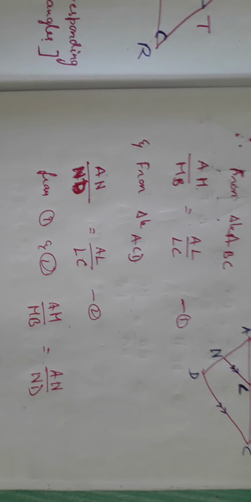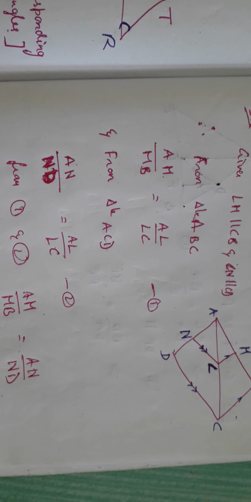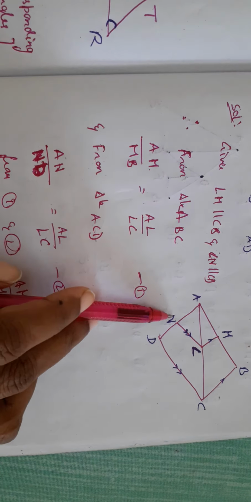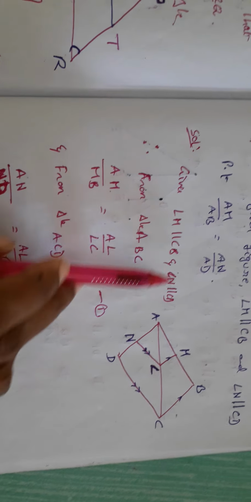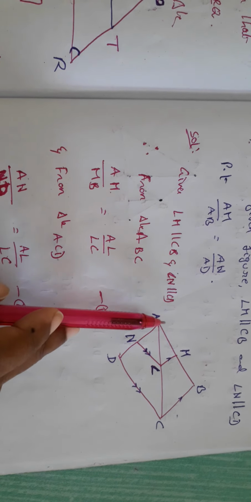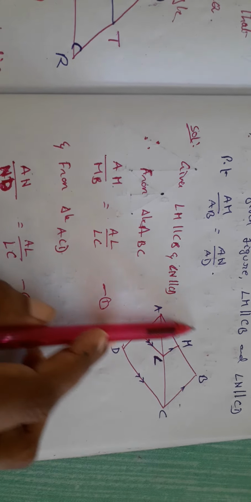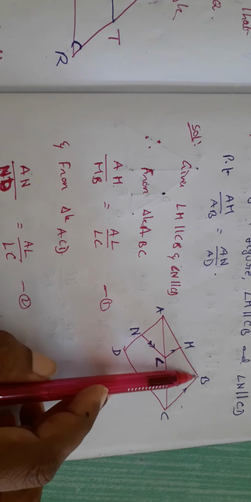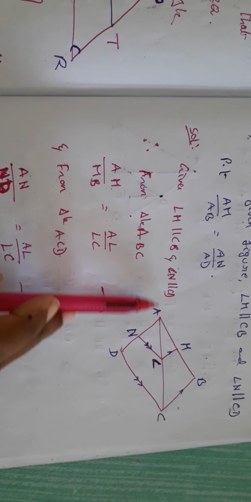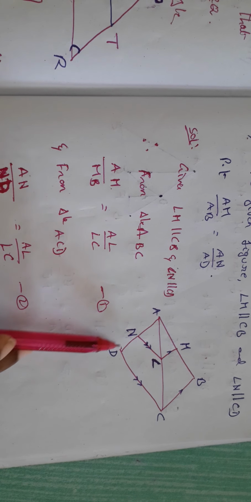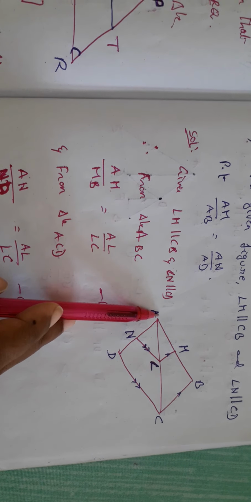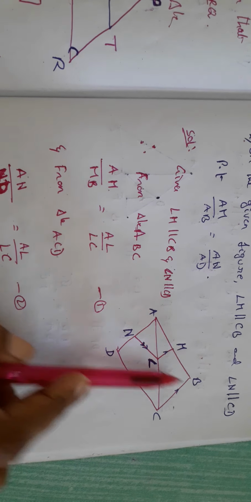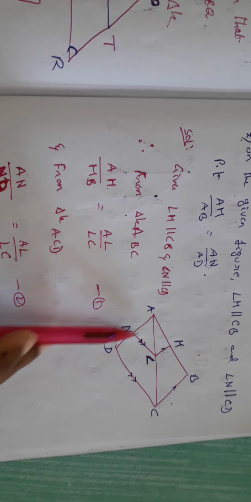Now observe the picture carefully again. So till where did we come? AM by MB is equal to AN by ND. But what is asked in the problem? In the problem it is asked AM by AB, where he is taking the complete side AB, and AN by AD. He wanted us to prove that AM by AB is equal to AN by AD.